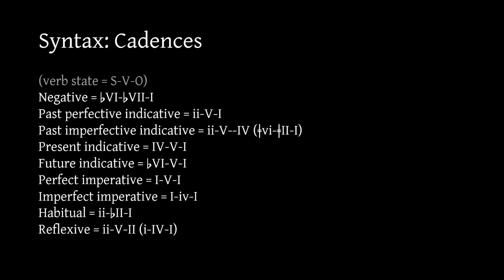Basically, depending on the verb, a standard transitive SVO sentence can take one of these chord progressions that I've got listed here. It's got a pretty standard array of tenses. It's got the negative, the past perfective indicative, the past imperfective indicative, the present indicative, the future indicative, the perfect imperative, the imperfect imperative, the habitual, and of course the reflexive as its own tense.